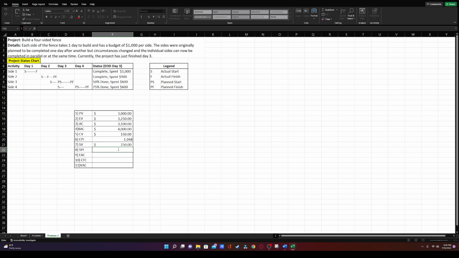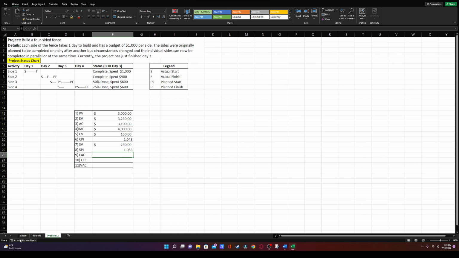Let's go ahead and do our schedule performance index, which is going to be our earned value, 3250, divided by our planned value of 3000. And then a 1.083 is what we get for our SPI. We can notice that, relative to all the data that we have, we're actually more ahead of schedule than we are under budget, right? 1.08 and then 1.048, right? Awesome.